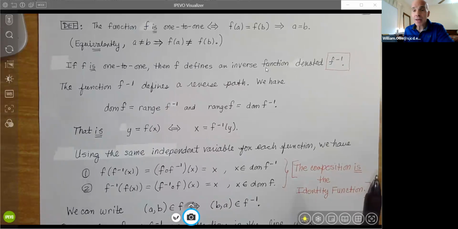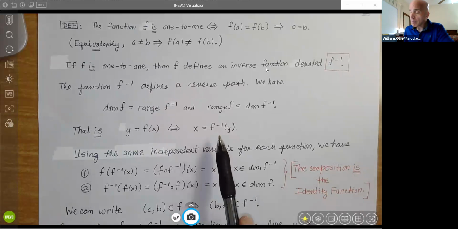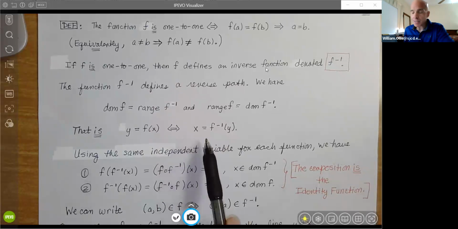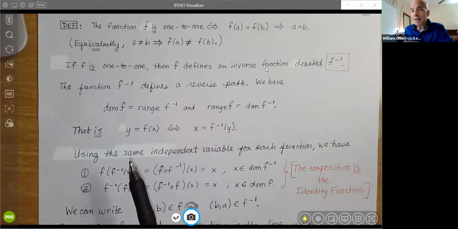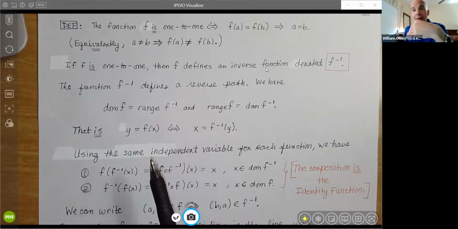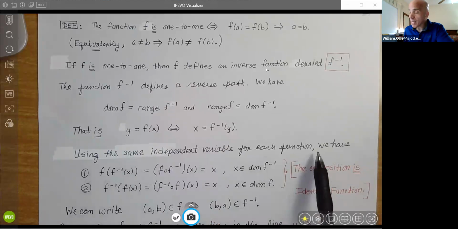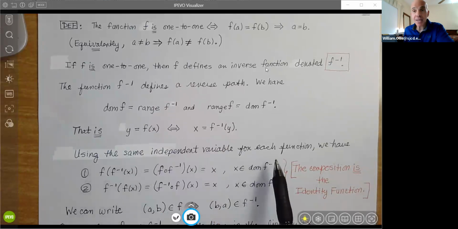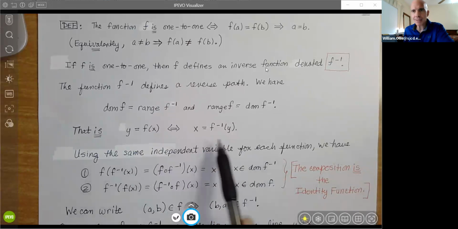So one thing that we do that varies a little bit from this is the following. In order to utilize certain properties about the path and its reverse path, we will sometimes just go ahead and elect to use the same independent variable for each function. Now you're thinking, wow, that's kind of confusing. I mean, I kind of like this because I keep the x's and the y's separate, but there is some utility for thinking about it this way.